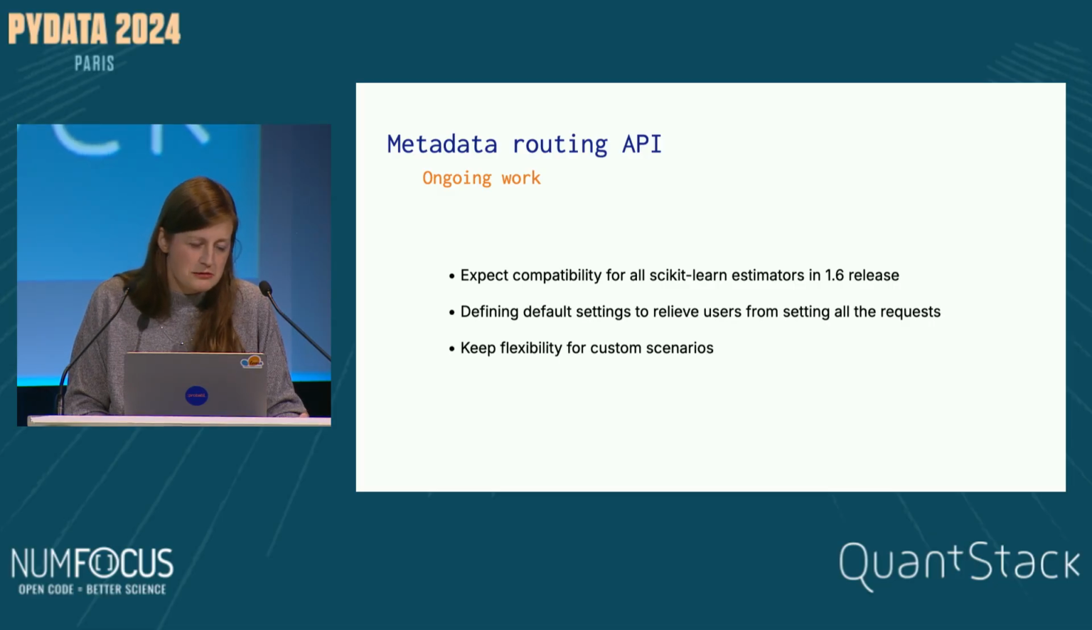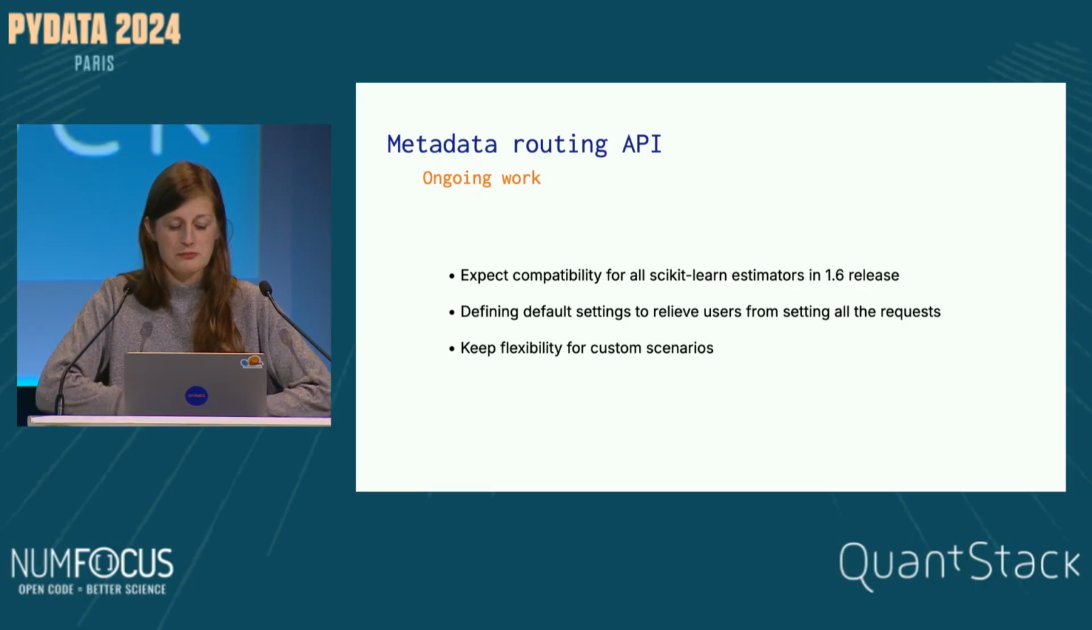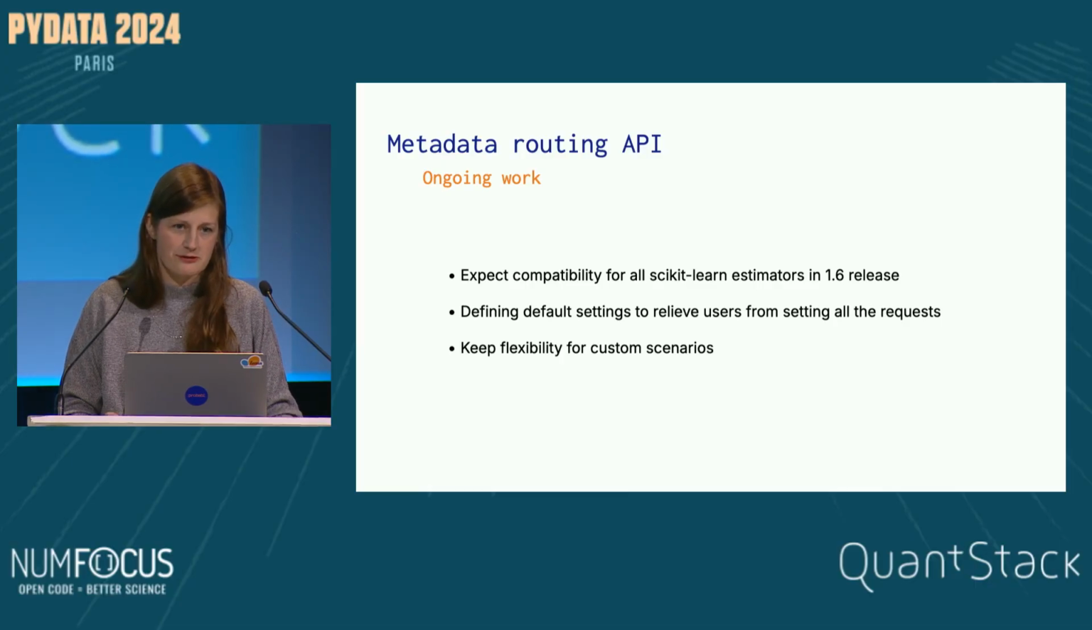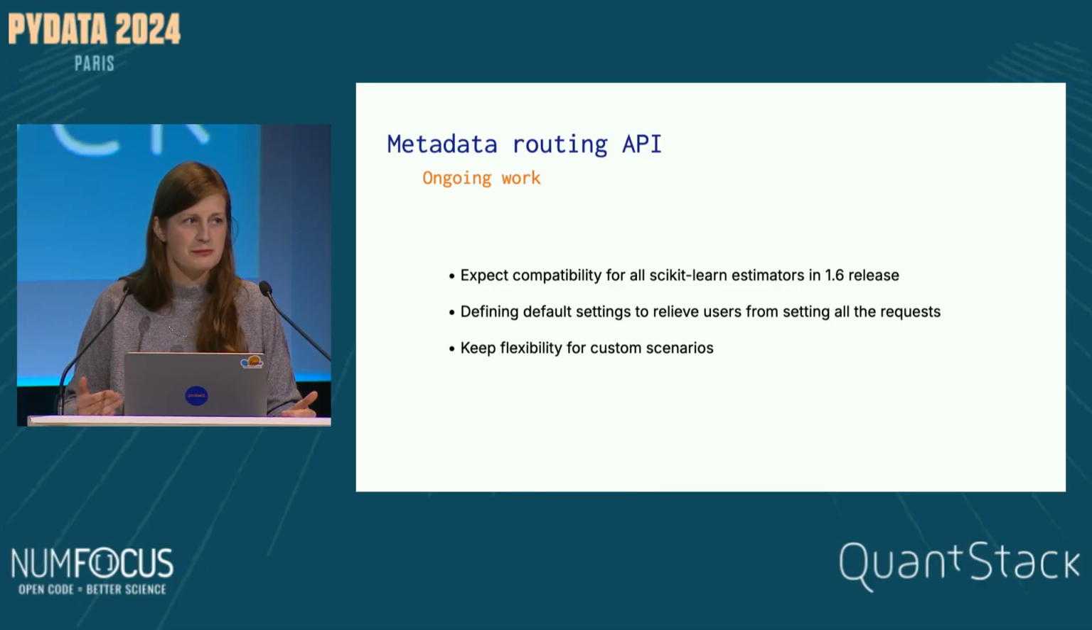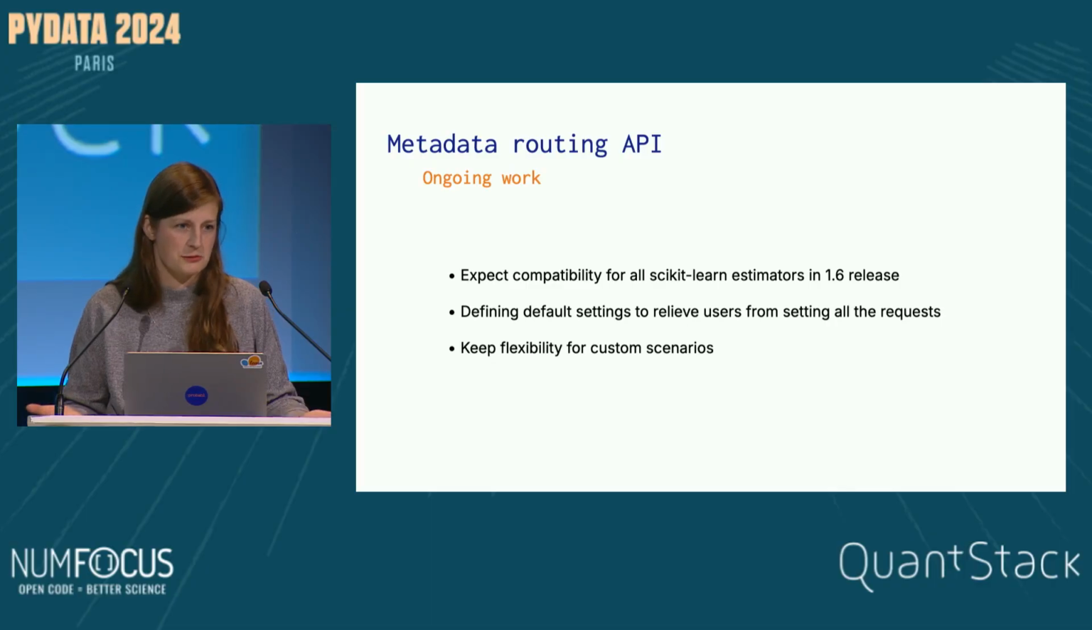So the metadata routing API is almost fully available in the current newest version 1.5, and we expect it to be fully compatible in the next release, which is probably going to be released in November. And we are currently working on defining good defaults to relieve users from needing to set all the requests. So in future, you will have usable defaults, but we will still keep the flexibility in case you need it for your custom scenarios.